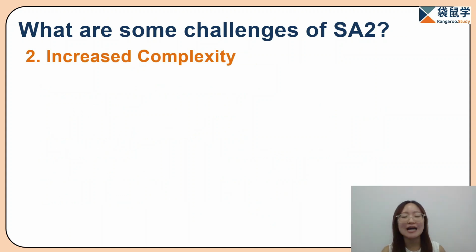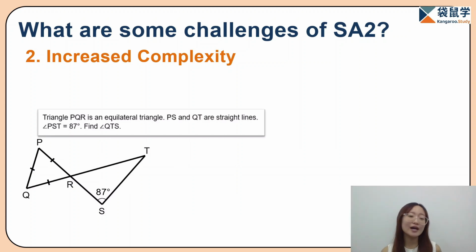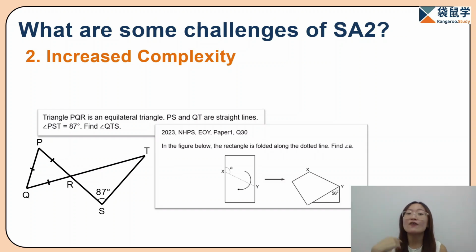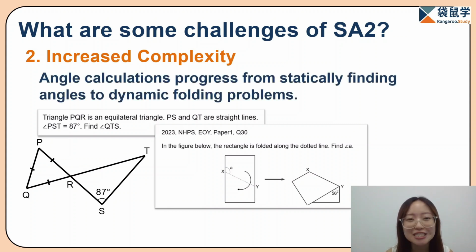So let's take, for example, the topic of angles. The question over here, we need to directly find what is the angle QTS. This is relatively simple compared to this question in SA2. This is a folding problem. So this will test students on their ability to visualize and how flexible they are in solving the questions. So now, from static questions, we have dynamic folding problems.